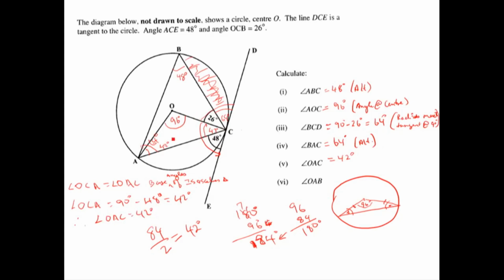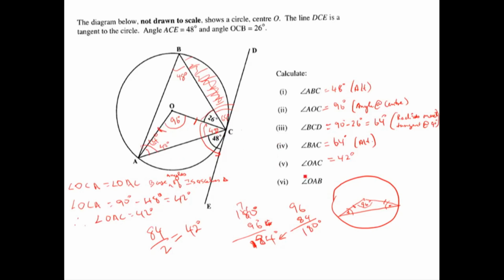Okay, so we could have done that the other way around as well. We don't actually have to go this route of taking 96 and dividing it by 2. Once we find one angle, we can find the other one. But we have to consider that it is an isosceles triangle, because if this is 42, then we can say the other angle is also 42.